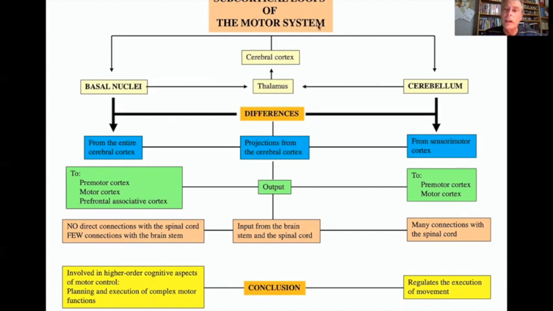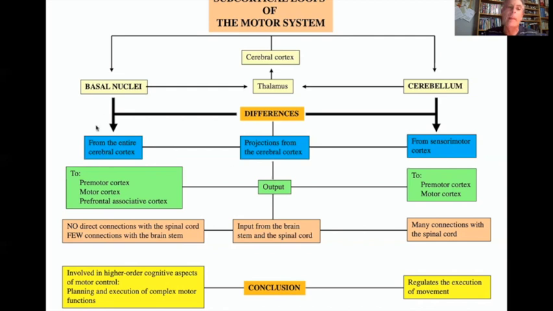So two circuits are here. One between the cerebral cortex and the basal nuclei, and the other one between the cerebral cortex and the cerebellum. What are the differences between them? So first, about the projections from the cerebral cortex. The basal nuclei receive projections from the entire cerebral cortex. However, the cerebellum receives just afferences from the sensory-motor cortex. This is the first difference. Cerebellum, just sensory-motor. Basal nuclei from the entire cortex.